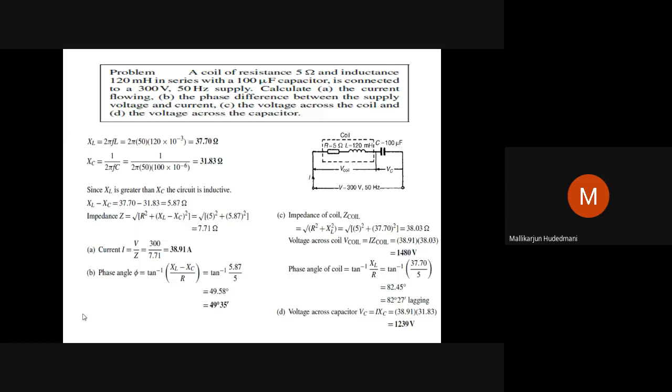Then here I have one more problem. A coil of resistance 5 ohm, it is an RLC series circuit, no doubt about this. A coil and capacitor. The first problem which we took is the same as this. R is 5 ohm, L is 120 millihenry. It is in series with a 100 microfarad capacitor to a 300 volt 50 hertz supply. Calculate current flowing, phase angle difference between the supply voltage and current, voltage across the coil, voltage across the capacitor. This is another book problem I have taken for the knowledge.